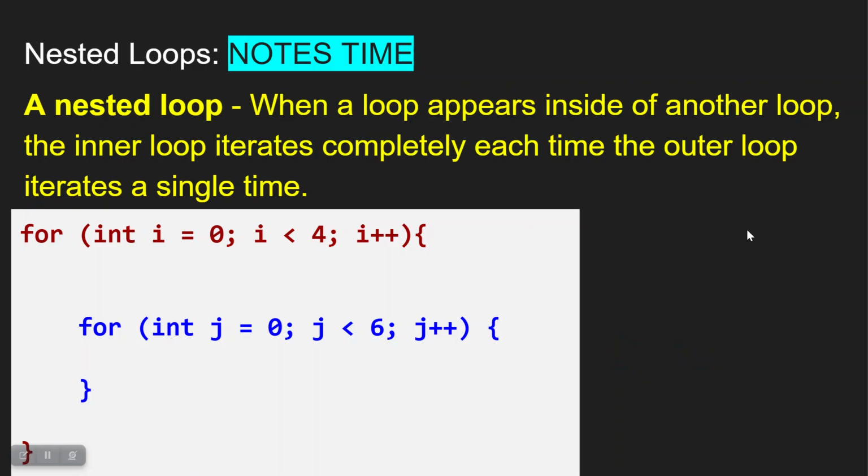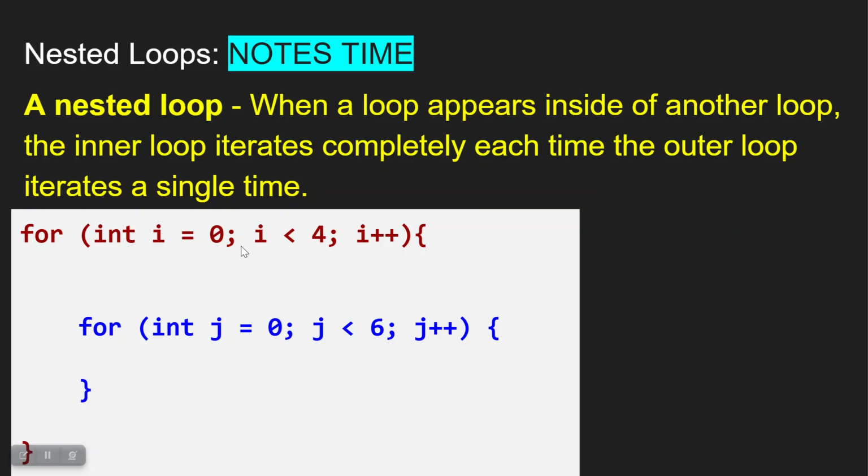Let's get started. All right, so what even is a nested loop? Hopefully you remember this from AP CSP. If not, we'll go ahead and do a quick review. A nested loop is when a loop appears inside of another loop. What's important to remember is that the inner loop is going to iterate completely each time the outer loop iterates a single time. So every single time this for loop iterates, this for loop is going to iterate its entire process, and then it would go back into this outer for loop.